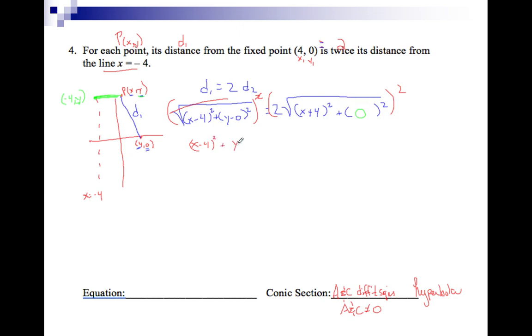And that's just y squared, right? Y minus 0 squared. Don't forget to square the 2, right? This is actually 2 squared and the radical squared. Oops, I kind of went through that. Right, and just 0 squared. Don't forget order of operations. You've got to square first.